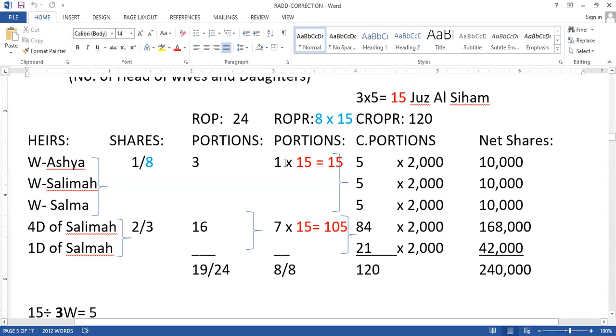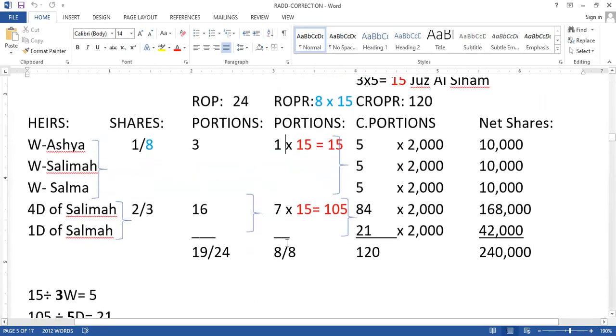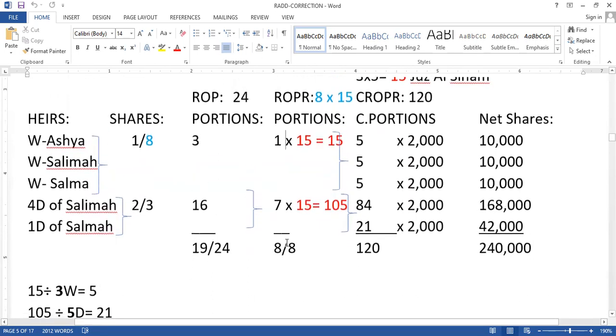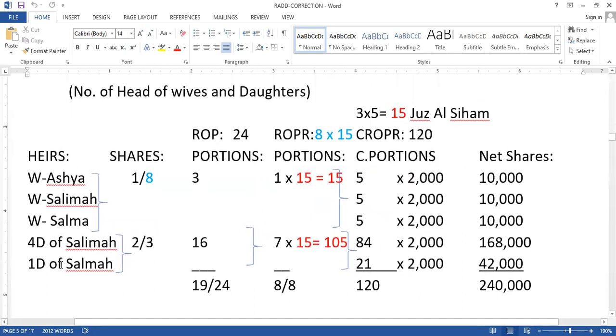Itong 1 na nandito, class, is hindi siya divisible sa 3 wives. Okay? Hindi siya divisible sa 3 wives. Okay? Tapos itong 7, okay? Yung 7 na nandyan is hindi rin siya divisible sa 5 daughters. Okay? So, anong gagawin natin? Mag-juz as seham tayo. Okay? Gagamit tayo ng juz as seham.